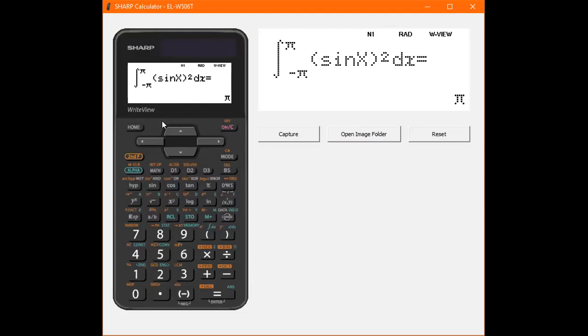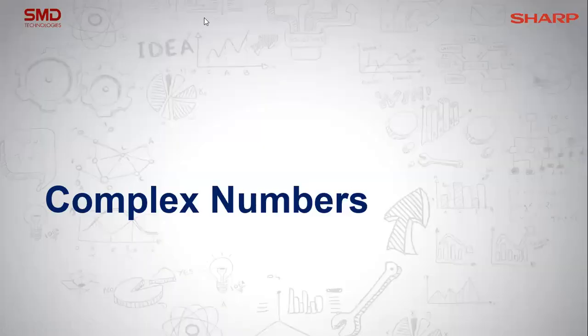Okay, so that's integration. I'm going to move on to complex numbers. Is everyone still good? Happy?